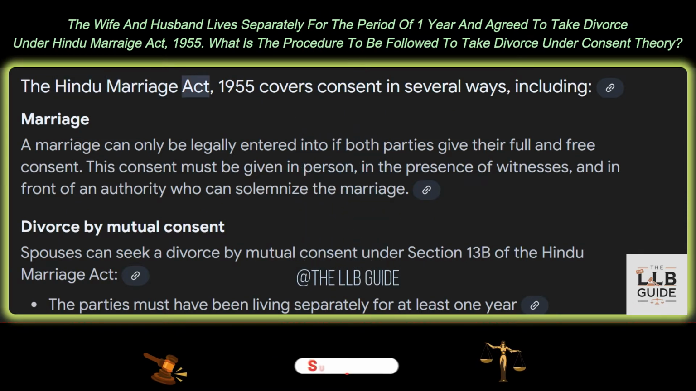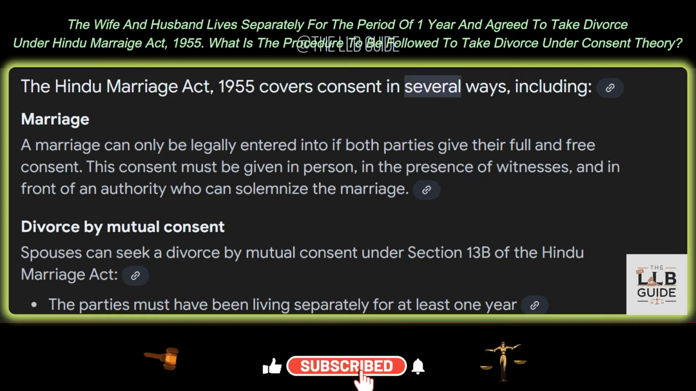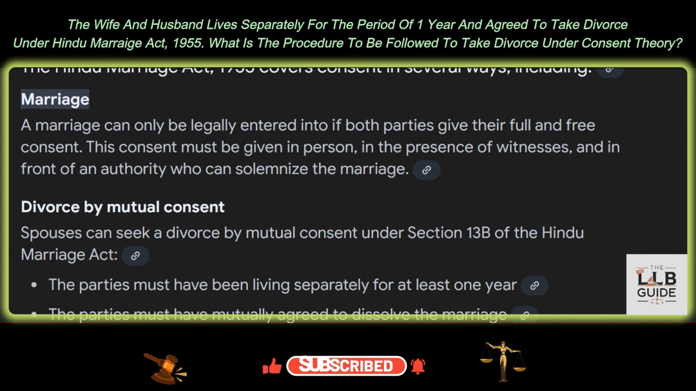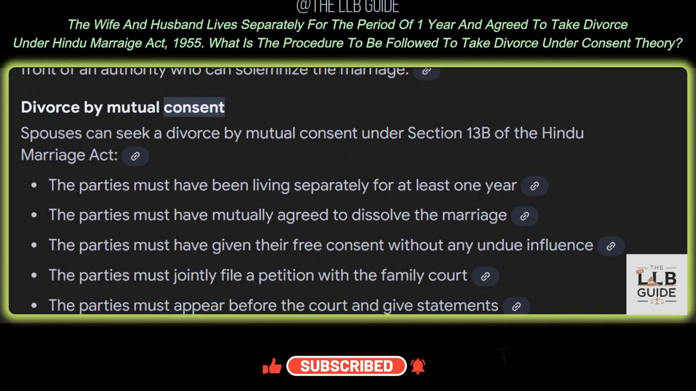The Hindu Marriage Act, 1955 covers consent in several ways, including: 1. Marriage. A marriage can only be legally entered into if both parties give their full and free consent. This consent must be given in person, in the presence of witnesses, and in front of an authority who can solemnize the marriage. 2. Divorce by mutual consent.